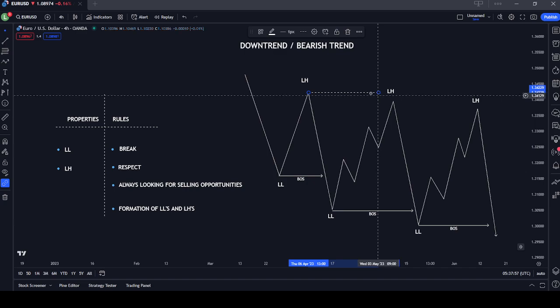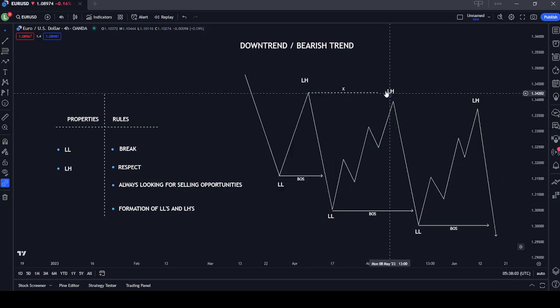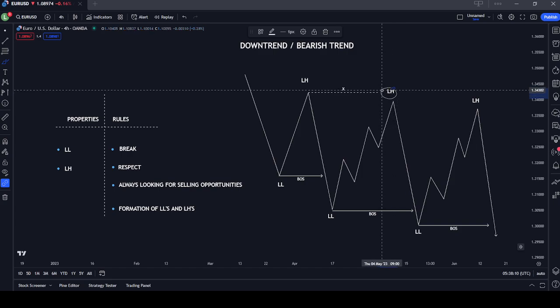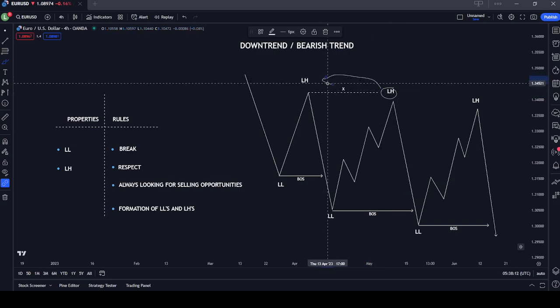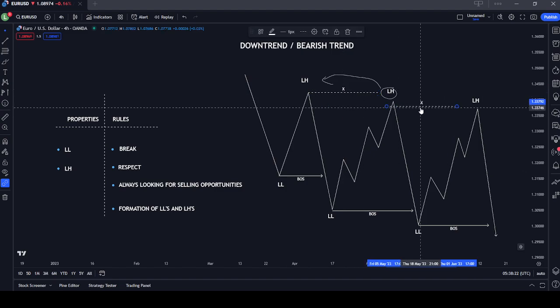Okay, so as you can see, this lower high here didn't take out the previous lower high, which is this one. And this is what we want to see. We want to see price respecting our lower highs and breaking our lower lows. Simple as that.